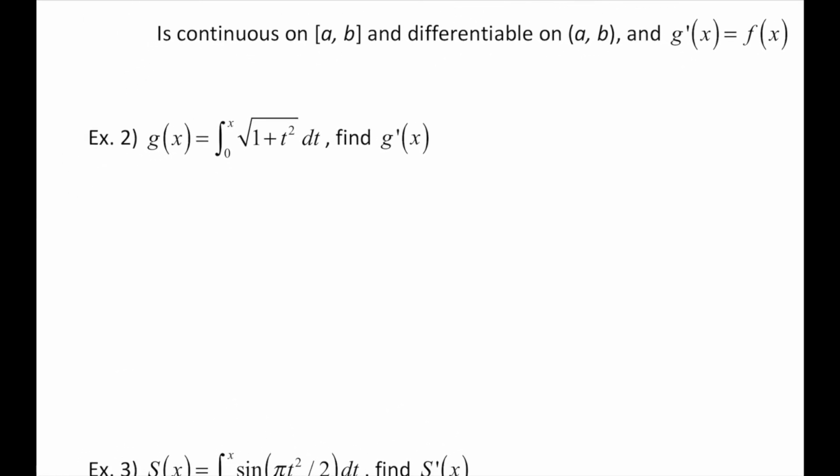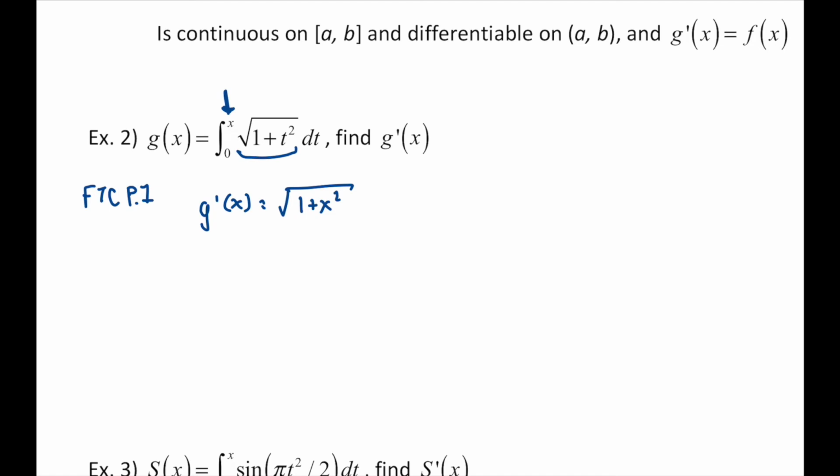So let's see this. Let's try this out. What this is telling us is, if we have the function g of x is the integral from 0 to x of the square root of 1 plus t squared dt, find the derivative. By the fundamental theorem of calculus part 1, g prime is going to be the integrand, or inside the integral, evaluated at x. So g prime is going to be the square root of 1 plus x squared. That's it. The derivative of the integral is the integrand evaluated at that upper limit variable.